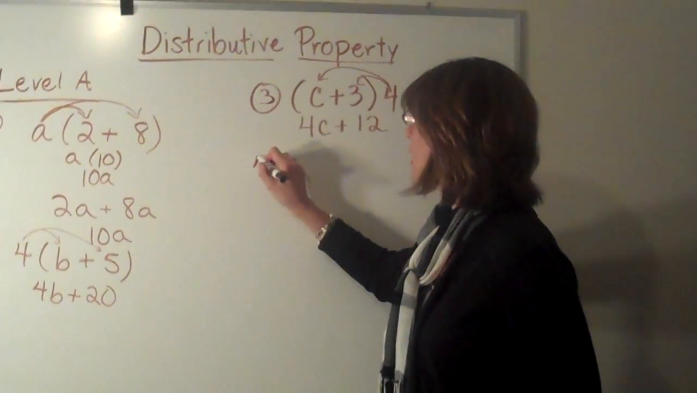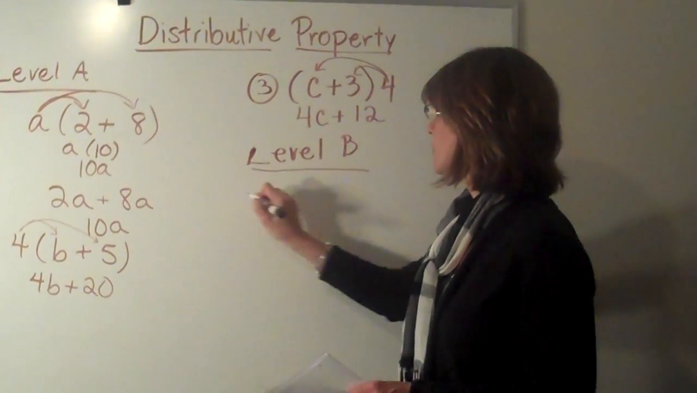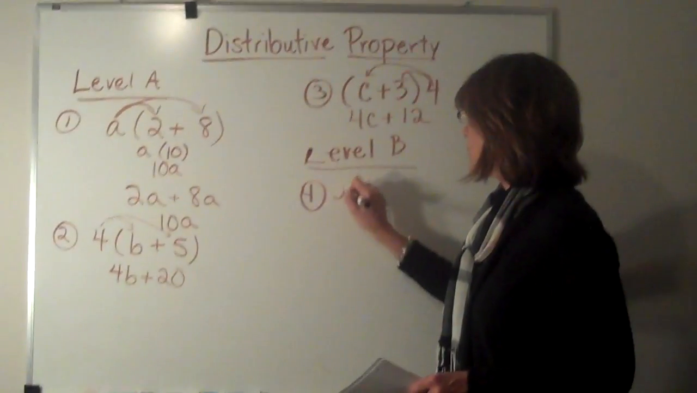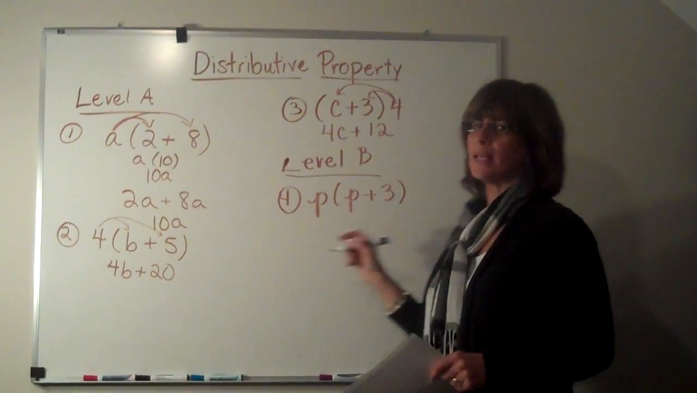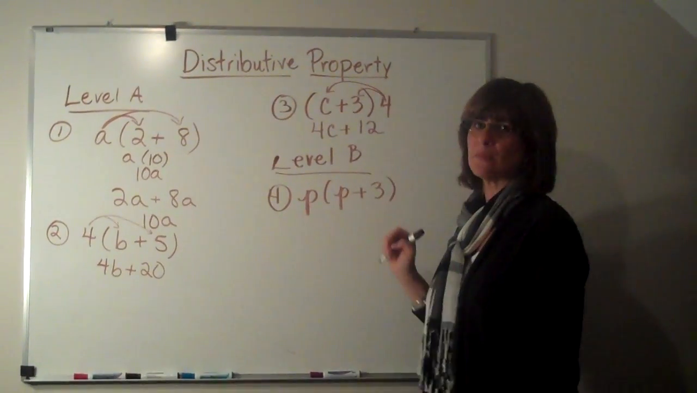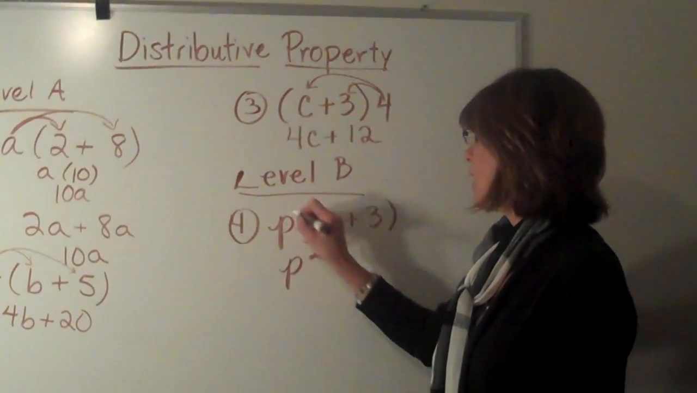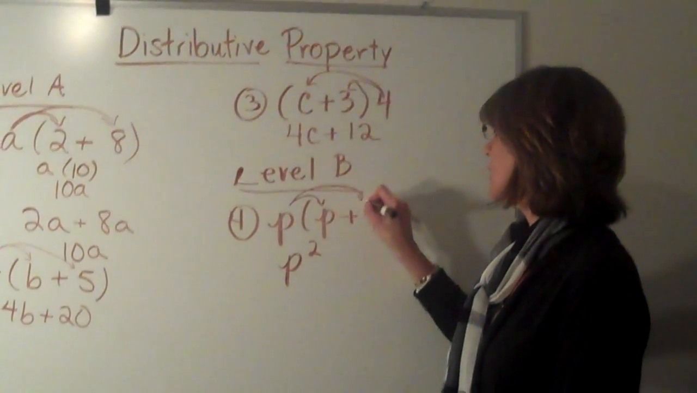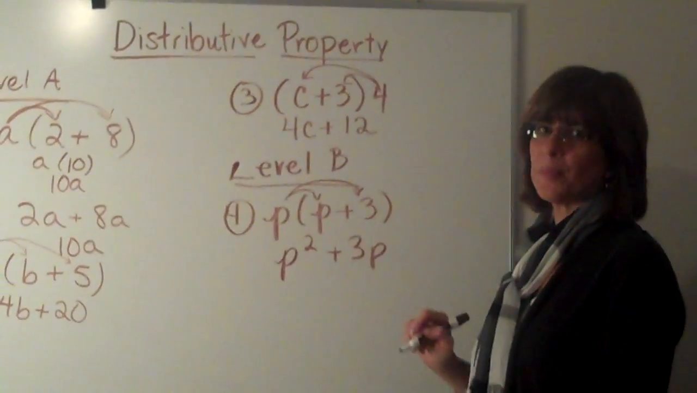Okay, now we're moving on to level B. Level B, instead of having a number outside the parentheses, now we have a letter or a variable. So what is P times P? Well, that would be P squared. And P times 3 is 3P. So I bring down the plus.